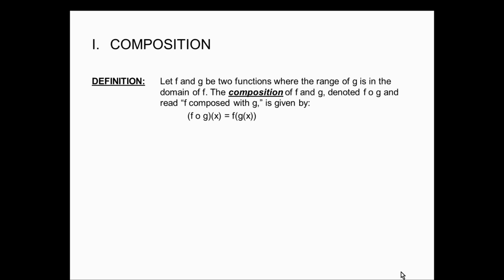Definition: let f and g be two functions where the range of g is in the domain of f. The composition of f and g, and it's noted like that, it looks like you've actually spelled the word fog. There's a little circle between the f and the g, and is read f composed with g, is given by f composed with g of x is equal to f of g of x. The composition of functions is evaluating a function at a function.